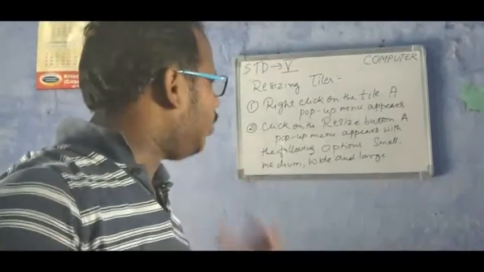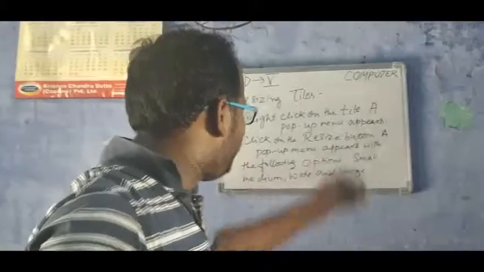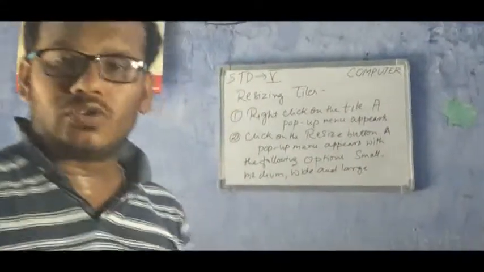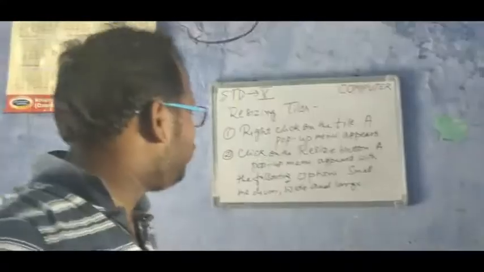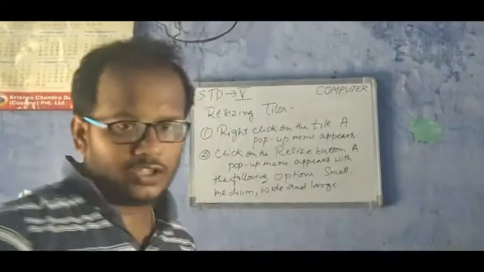Where will you get those options? When you click on the resize button, a pop-up menu is going to come out which will have options like small, medium, wide and large. Clear?